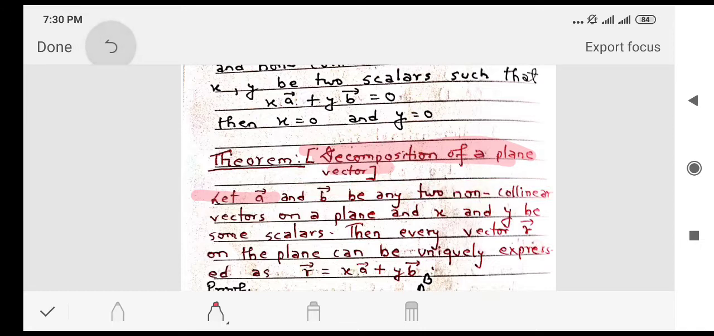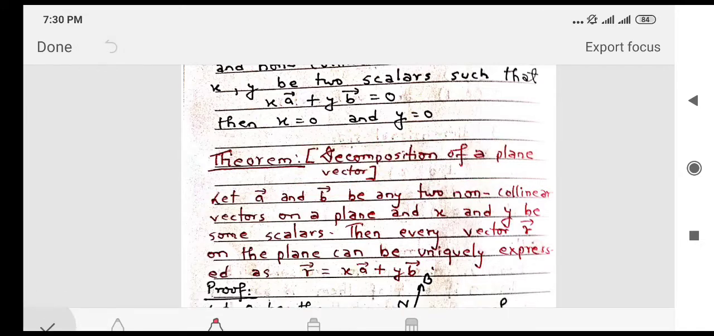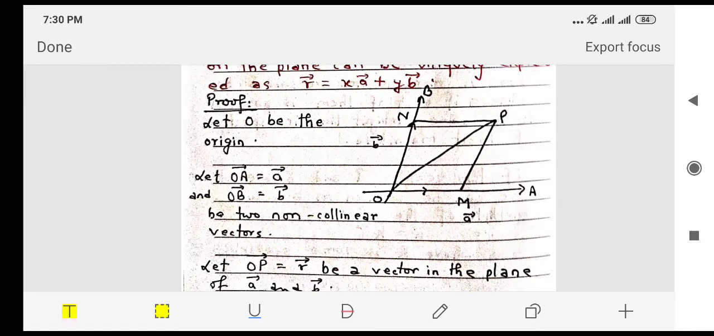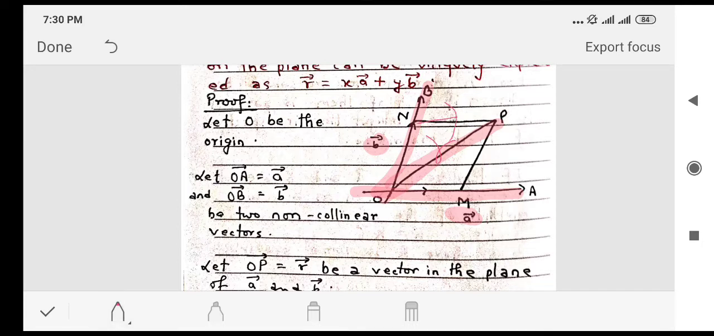Let us see it in the figure as well. So here we can see in the figure, OA is vector A and OB is vector B. They are non-collinear vectors, clearly you can see in the figure. And here OP vector is vector R. Then this vector R can be expressed as x times vector A plus y times vector B. In this way we can express this vector R.